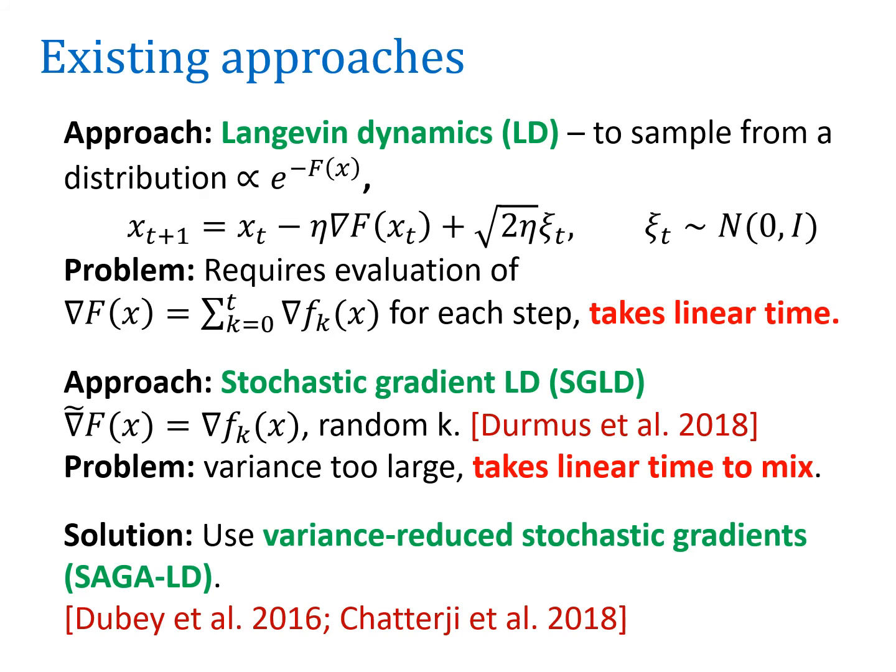We take the gradient of a random f_k to substitute for the gradient of the sum. However, by itself, the variance is too high, so it takes too long to converge. In fact, asymptotically, it is no better than Langevin dynamics. The solution is to use variance-reduced stochastic gradients, as in the Saga-LD algorithm.